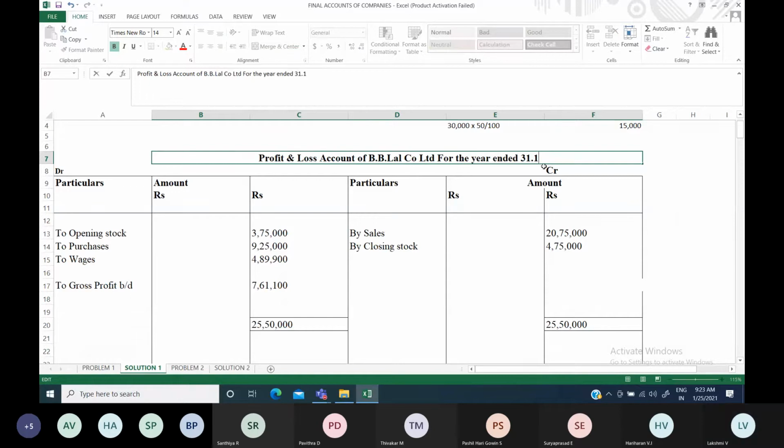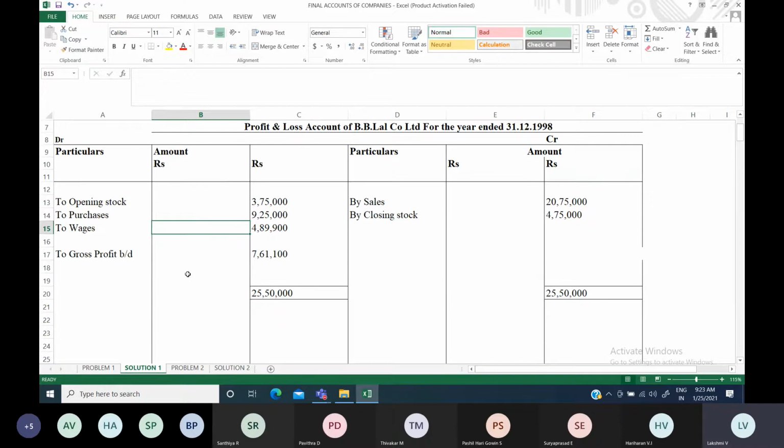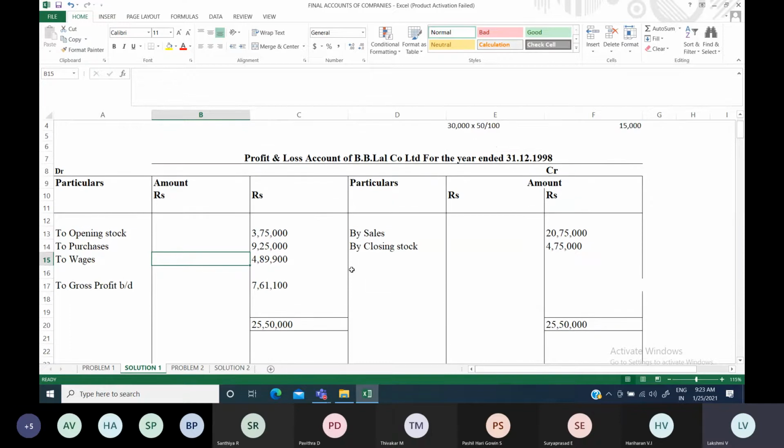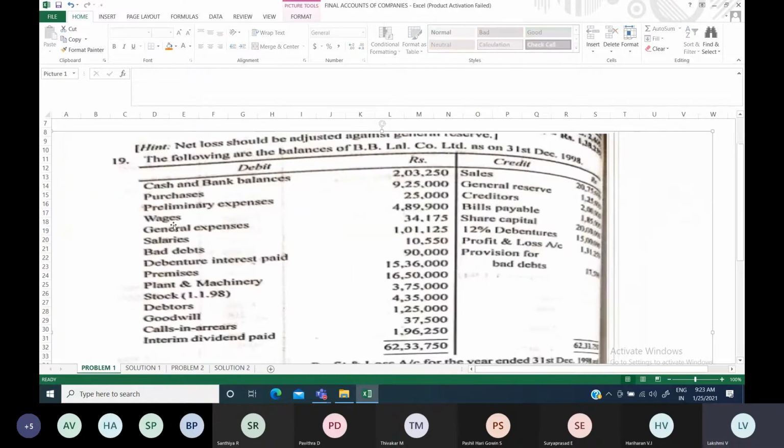Then whatever details you usually post in the trading account, the same thing you have to put under the profit and loss account part 1 for the company's final accounts: opening stock, purchases, wages, sales, closing stock. If you have these kinds of details, you just make all those things here based upon your question. If anything has been skipped out, you just verify.